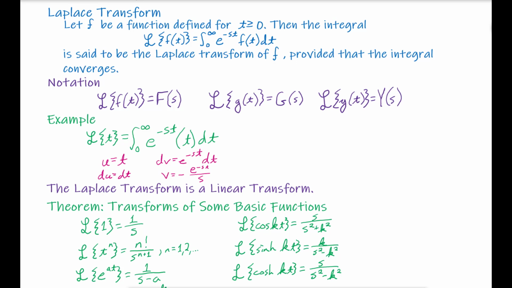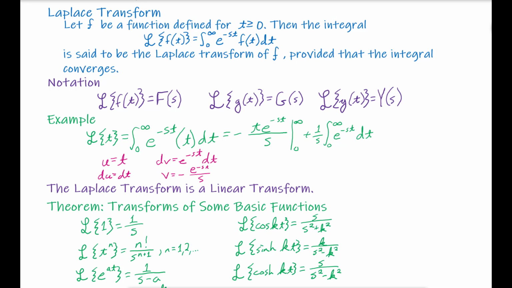So proceeding with integrating by parts and plugging these in with our u times v minus v du. So we'll have negative t times e to the negative st all divided by s, evaluated from t equals 0 to infinity, plus 1 over s times the integral from 0 to infinity of e to the negative st dt.